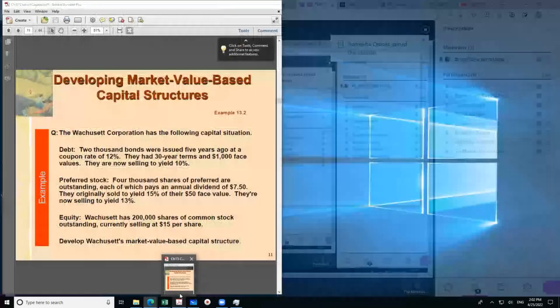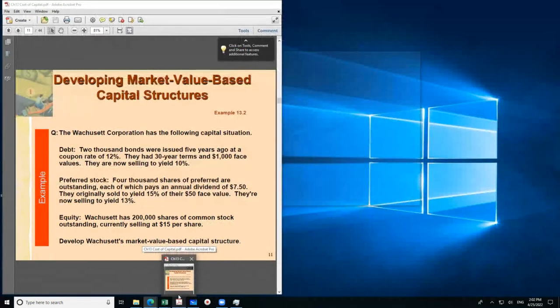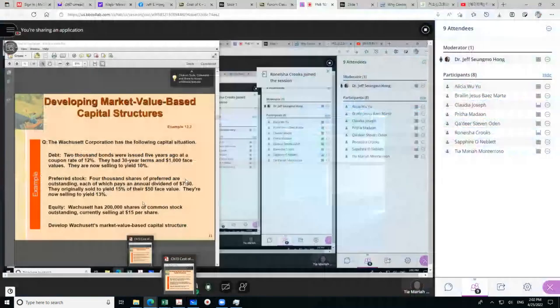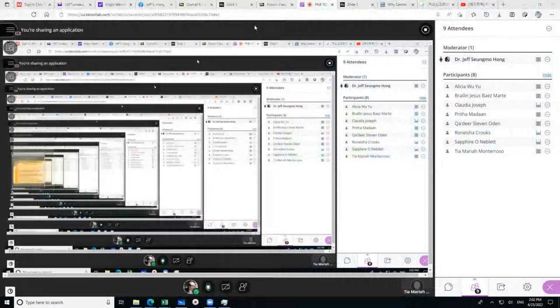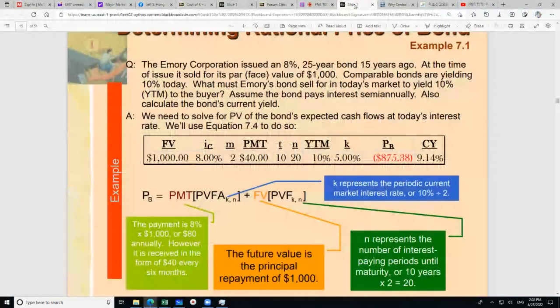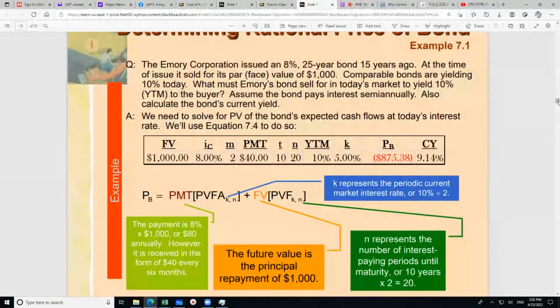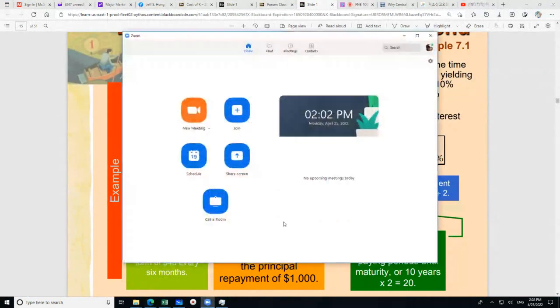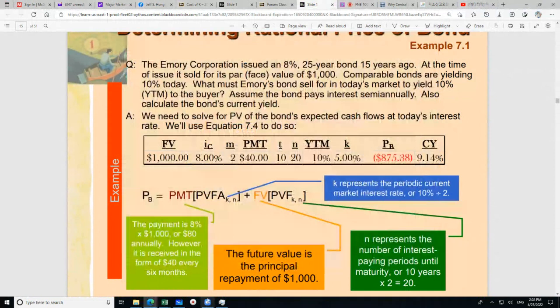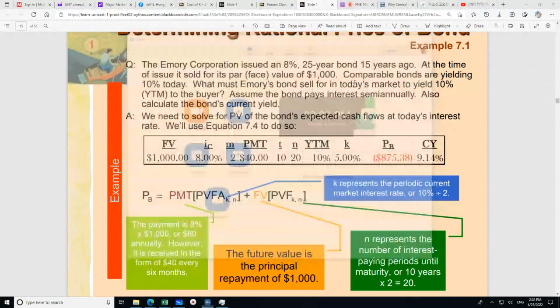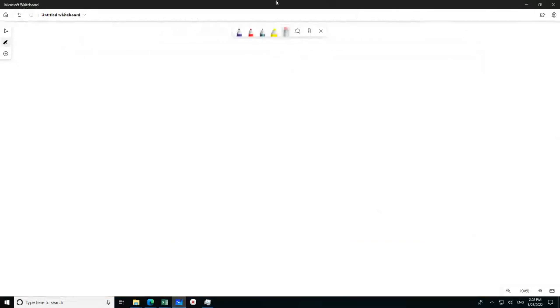So it's been quite a while because of the spring break. Let's quickly review what we did before the spring break. Before the spring break, what we did was basically bond pricing, bond valuation.